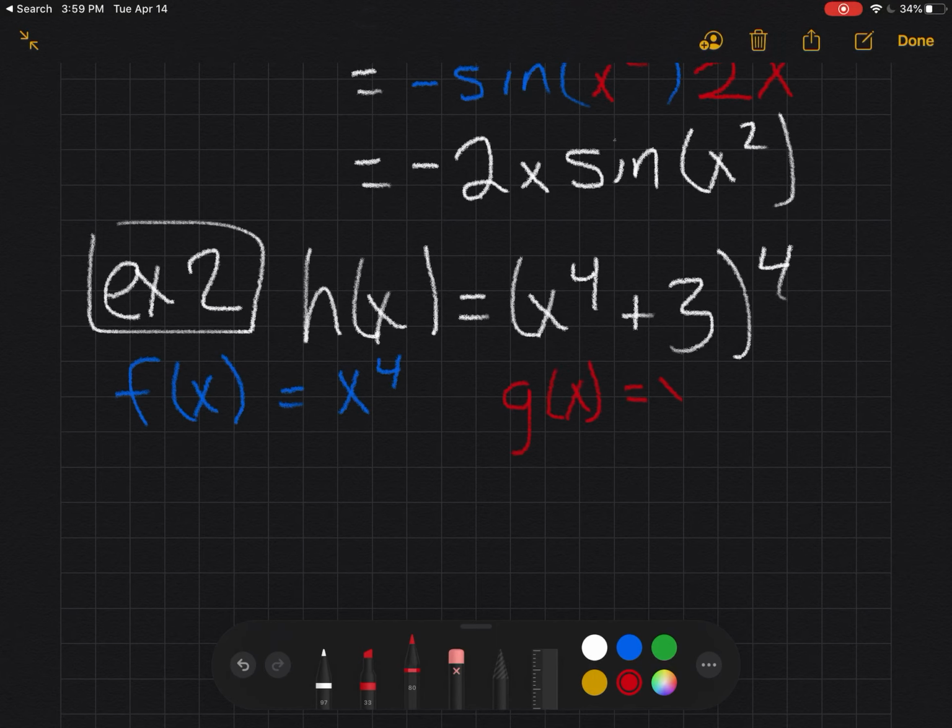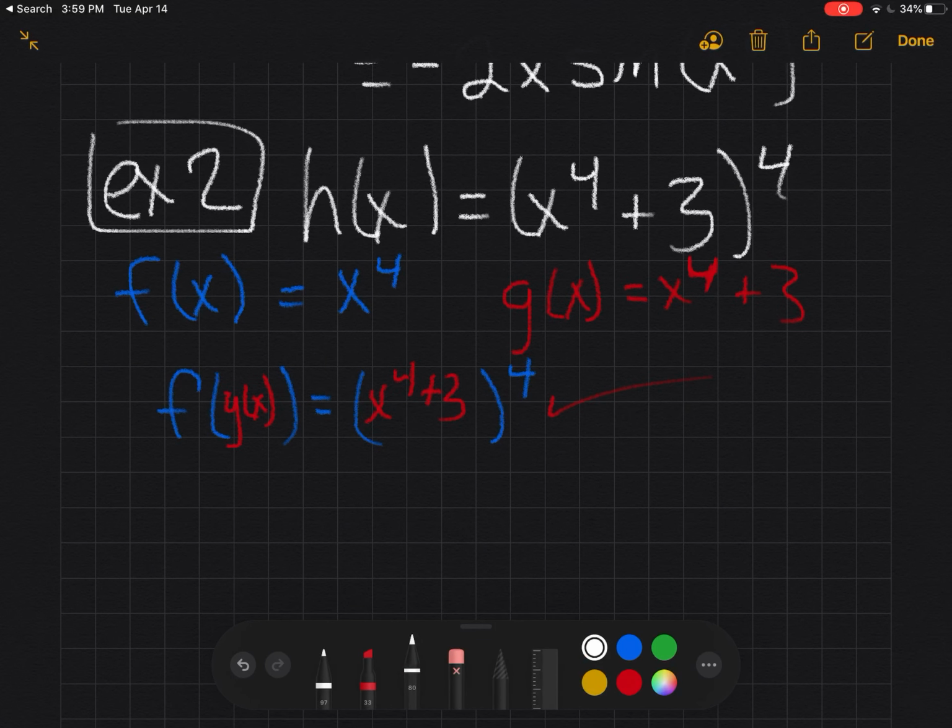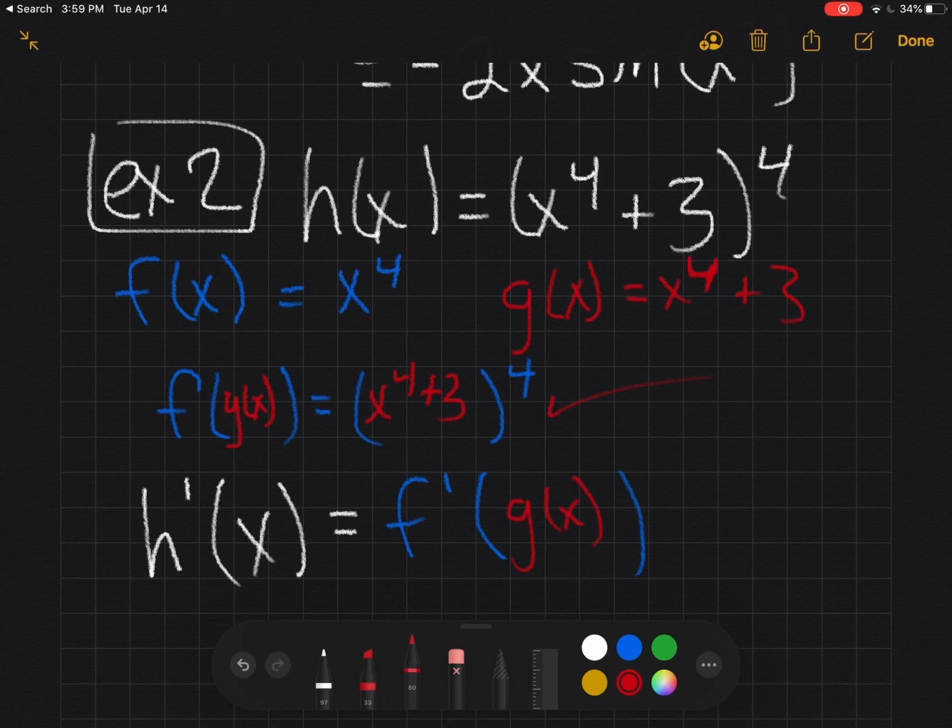All right? So first we have to identify our outside function and our inside function. So I'm going to say our outside function, f of x, is x to the 4th. And our inside function, g of x, is x to the 4th plus 3. And I can always check this, right? If I take f of g of x, that gives me something to the 4th power. And if I plug g of x in there, I get x to the 4th plus 3. Okay, great. So my assessment makes sense.